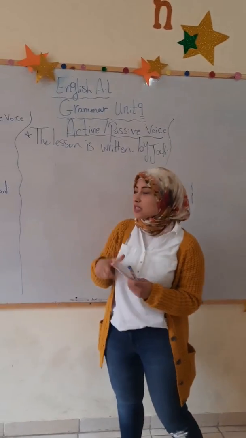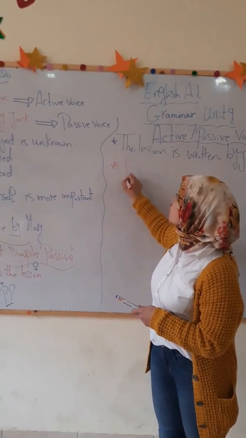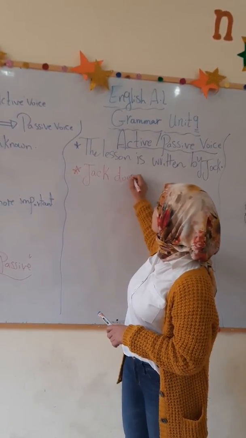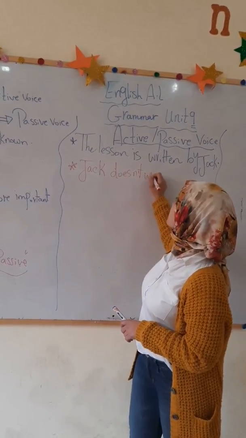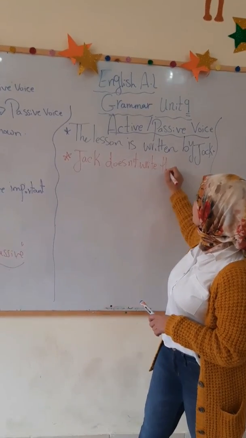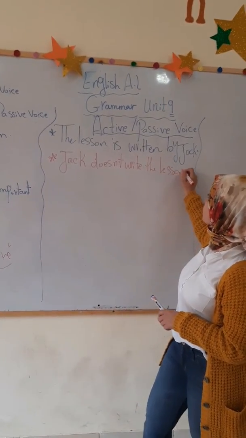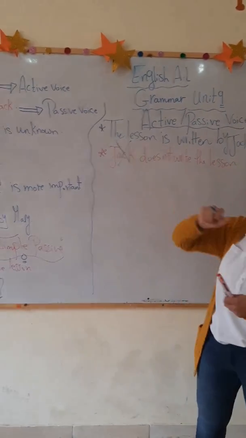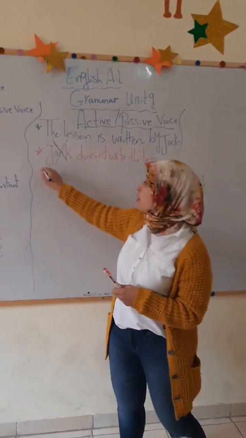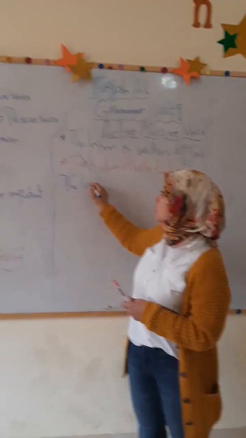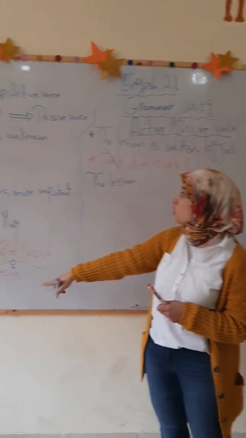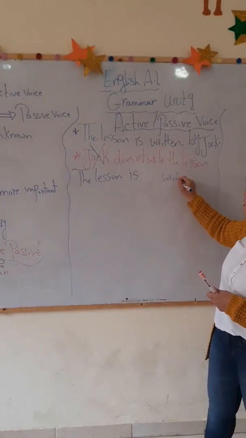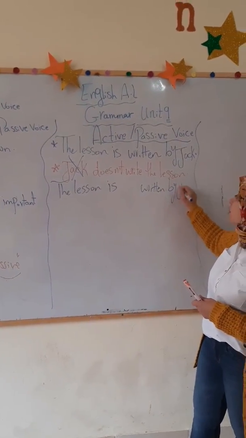If I give you a sentence like this, the same example, Jack doesn't write the lesson. Again, so the first step, cancel the subject. The second step, start with the object, the lesson. And you have to choose am or is or are. Is, the same idea. The past participle, written by Jack. But notice something here.